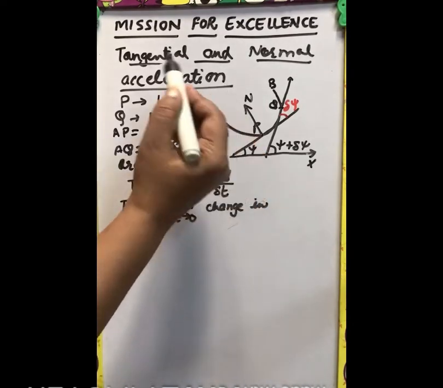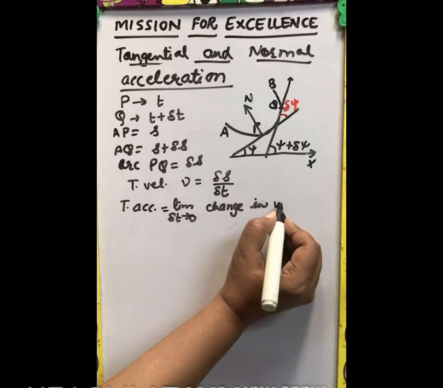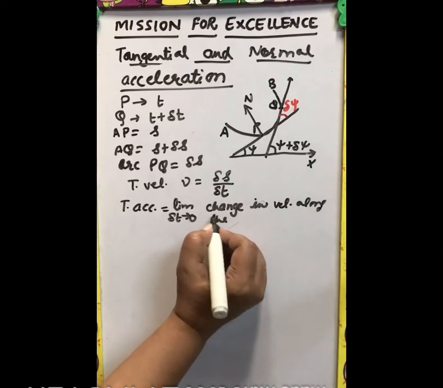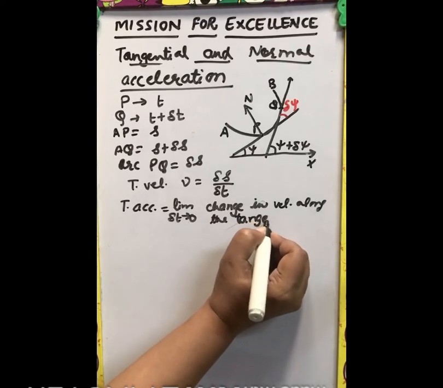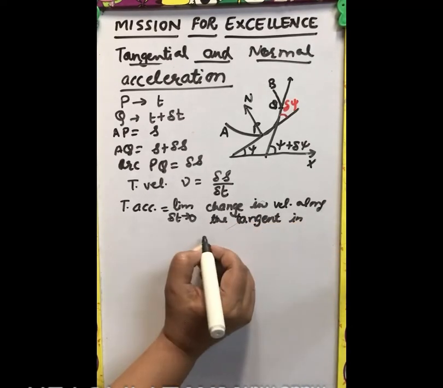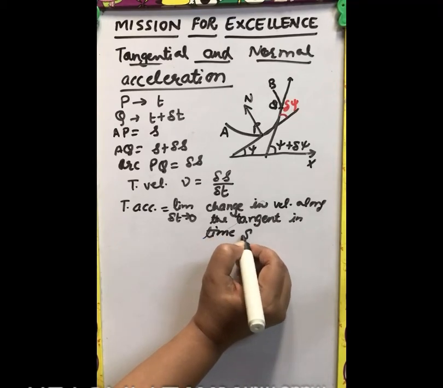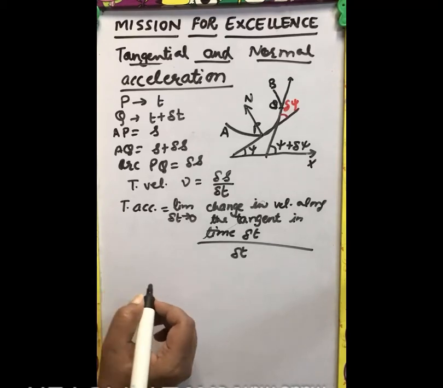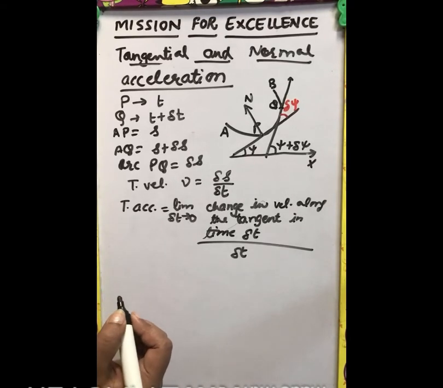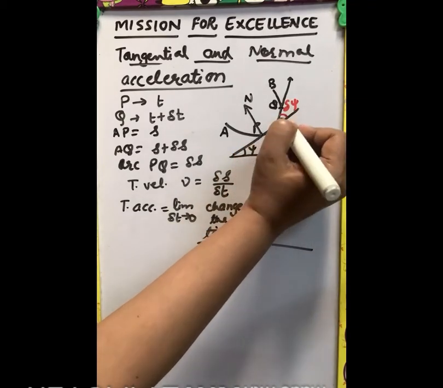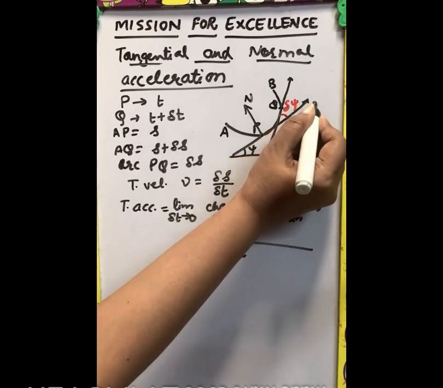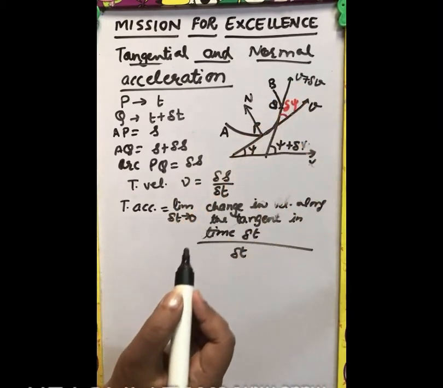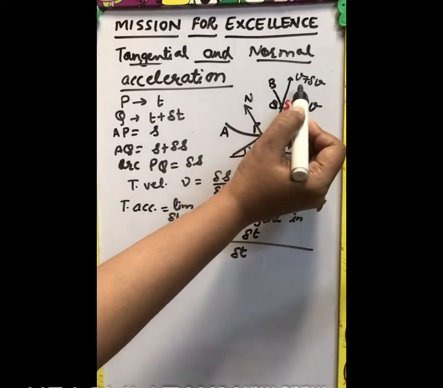As we all know, the acceleration is equal to change in velocity. So change in velocity along the tangent, in time delta t, divided by delta t. So now let us take the final velocity and initial velocity. Let the initial velocity at point P, with which the particle is moving, be v, and the final velocity is v plus delta v.